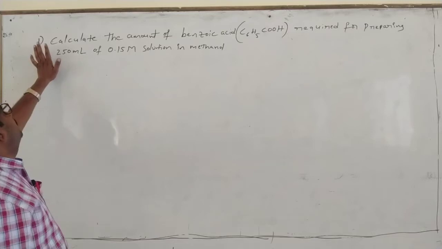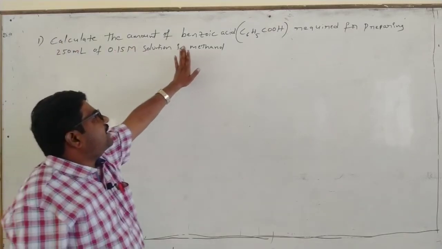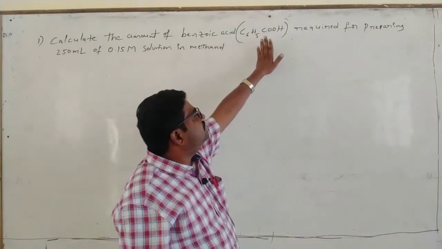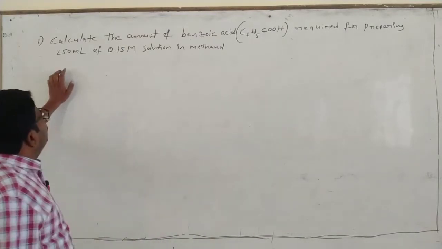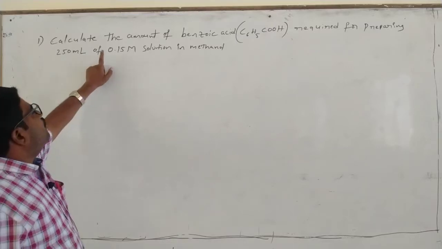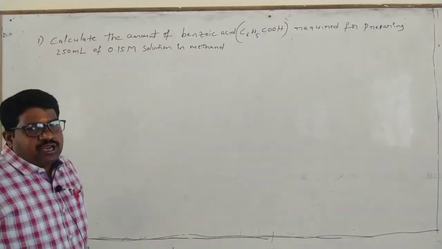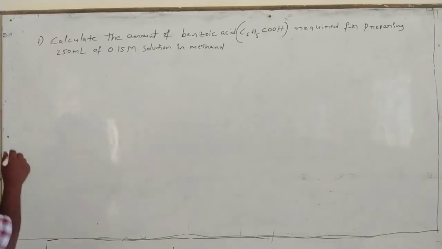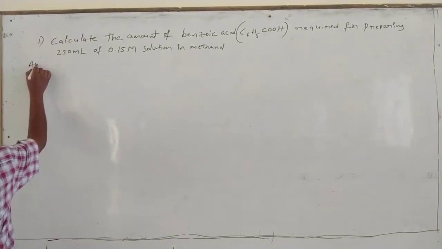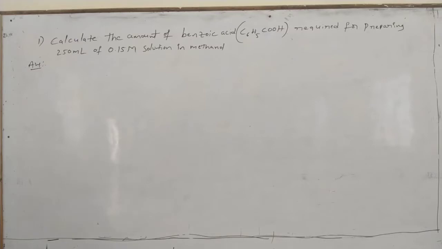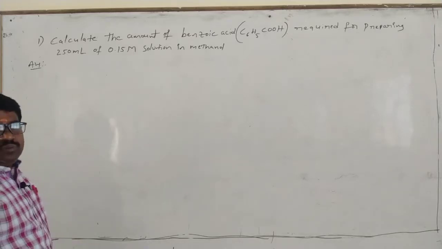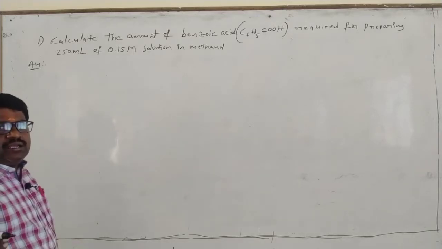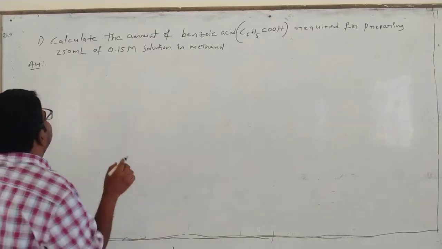Right. So here see, calculate the amount of benzoic acid, whose formula is C6H5COOH, required for preparing 250 ml of 0.15 molar solution in methanol. This is the problem. So how to calculate this one? First you have to write a note: the amount of benzoic acid required. Amount of benzoic acid required means what? You have to calculate the weight of benzoic acid.